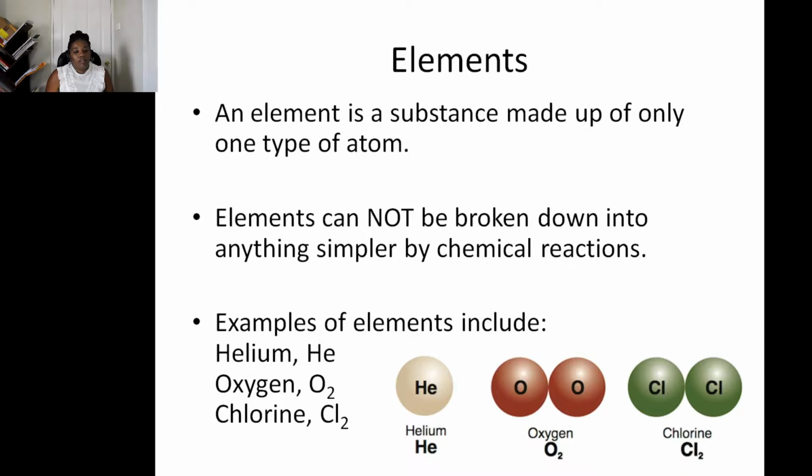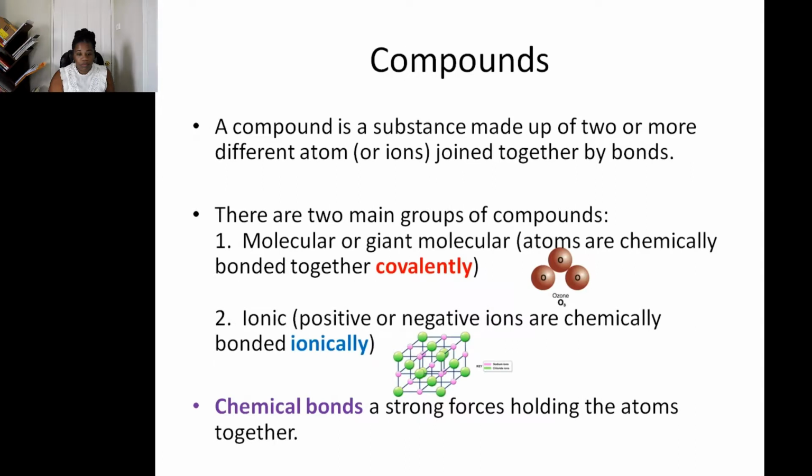An element is a substance made up of only one type of atom. Elements cannot be broken down into anything simpler by chemical reactions. Examples of elements include helium, oxygen, and chlorine. Helium is a monatomic molecule, while oxygen and chlorine are diatomic molecules.